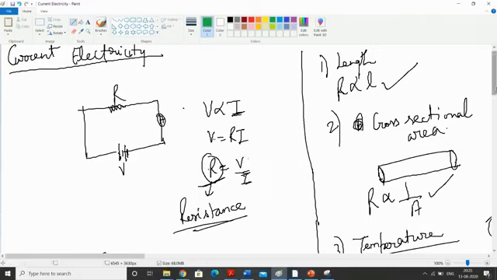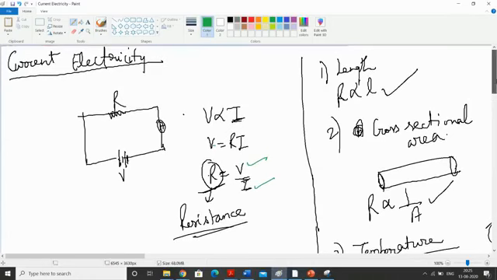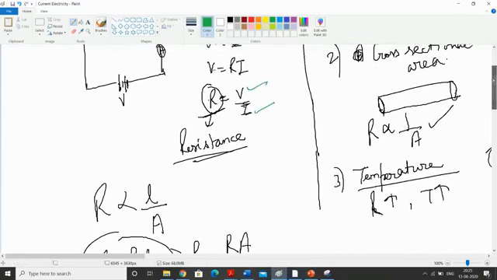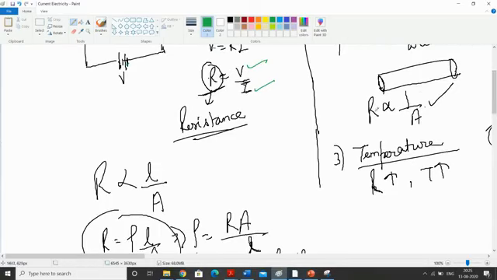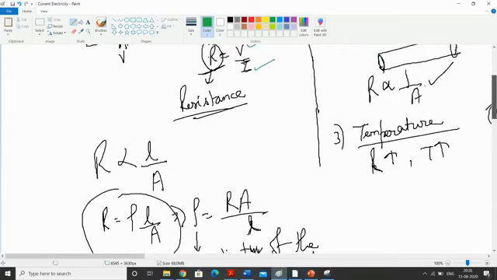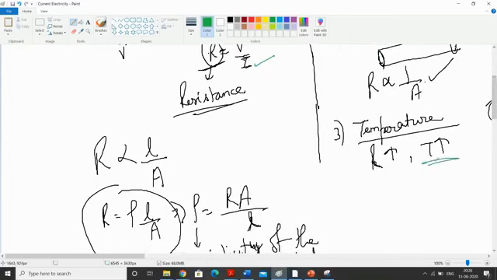So R is equal to V by I. But it does not depend on voltage or the current. Resistance is a constant. It depends on the length, area, temperature and the material. It is directly proportional to length and inversely proportional to area. So if you increase the area, resistance decreases. If you increase the length, resistance increases. If you increase the temperature of the metal wire, resistance increases.